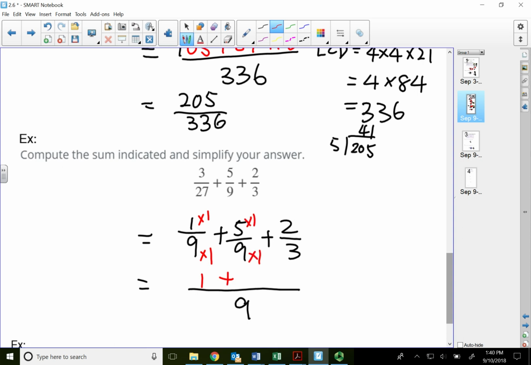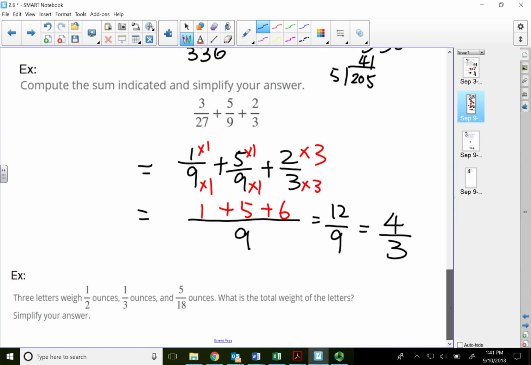5 times 1 is 5. 3 going into the new 9, need to multiply by 3. So my numerator times by 3, that's 6. So this is going to be 12. If I add up the numerator, that's 12 over 9, which reduced by 3 again is 4/3. So that's the answer. All right.